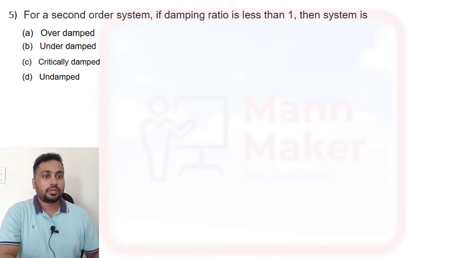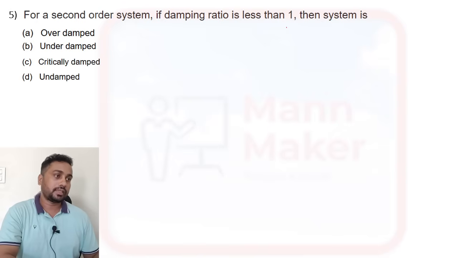All right, now the next one is: for a second order system, if the damping ratio is less than 1, then the system is what? Okay, they are asking about the damping ratio.